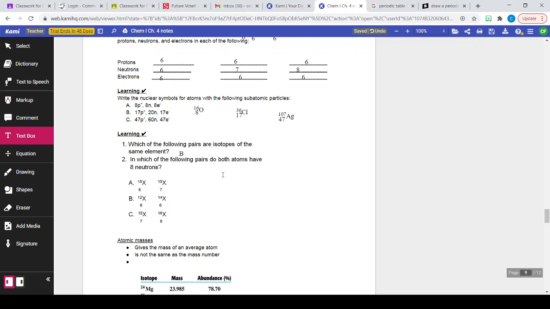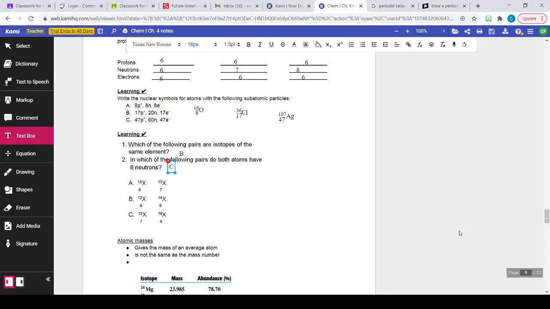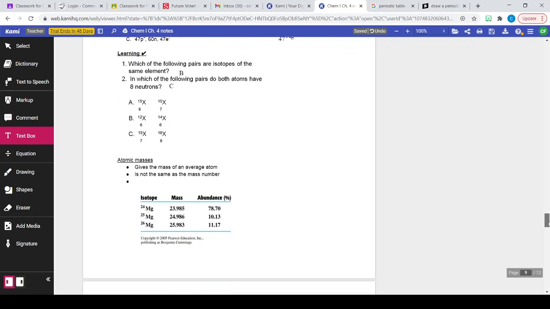Number 2 says, in which of the following pairs do both atoms have 8 neutrons? Well, 15 minus 8 is 7. 15 minus 7 is 8, so that's not it. 12 minus 6 and 14 minus 6 are different. If you do 15 minus 7 and 16 minus 8, they both have 8 neutrons. So the answer would be C.